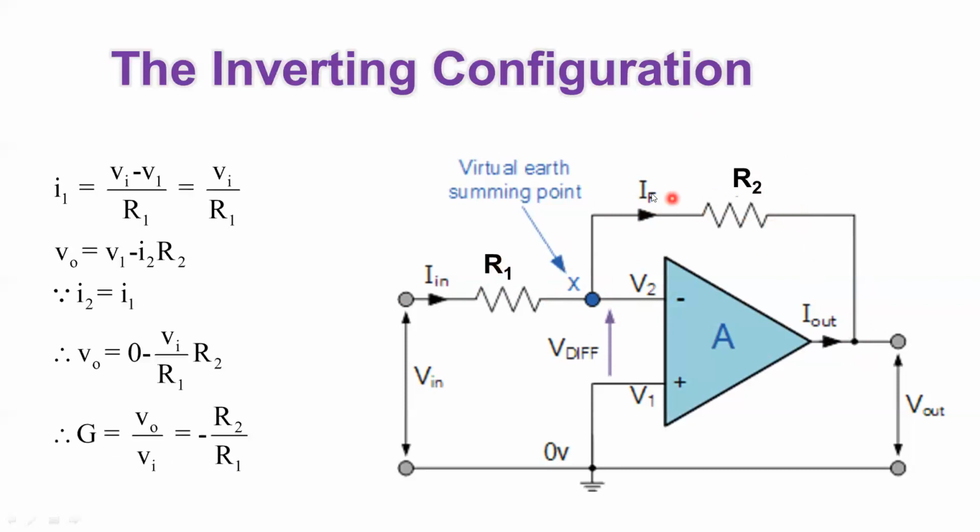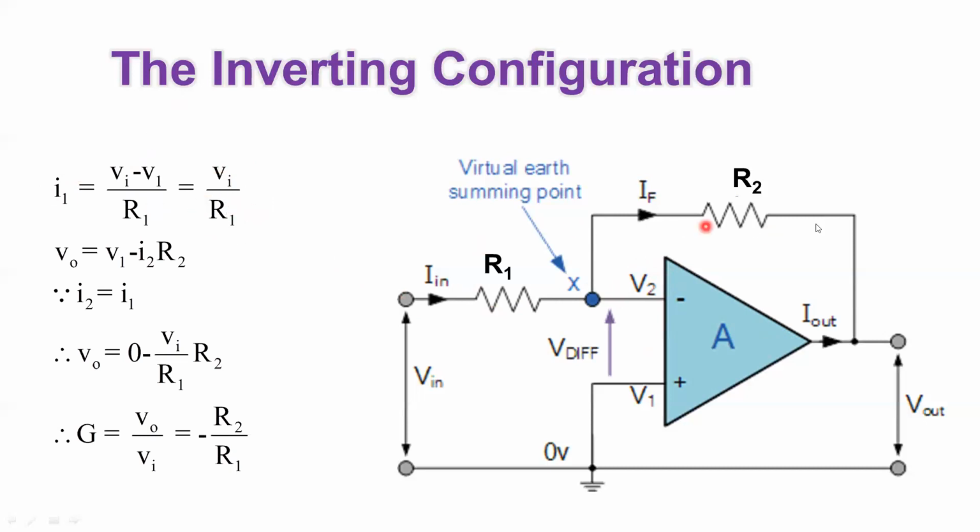Let's see. First, the input current IN equals V input minus V1 or V2, because both are equal, over R1. And we know that V2 or V1 is equal to 0, so simply I1 equals V input over R1.